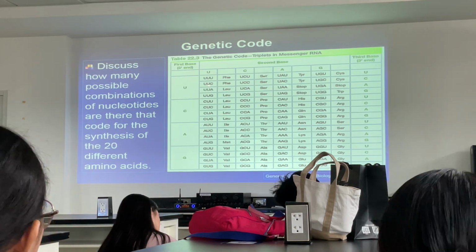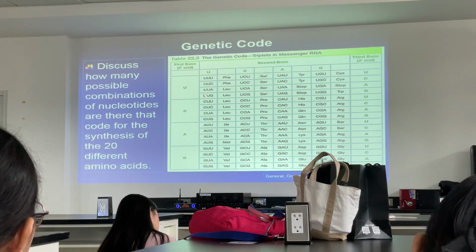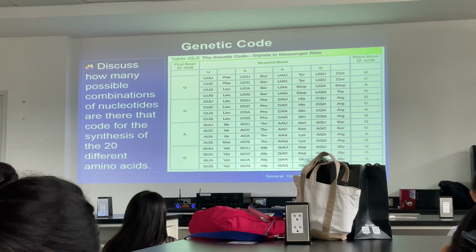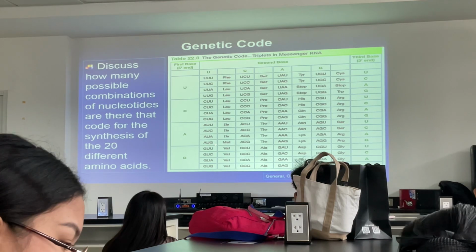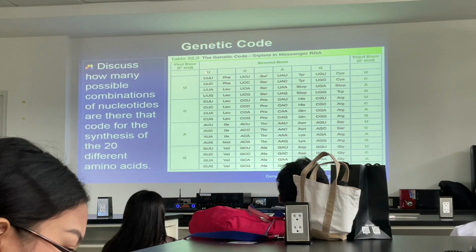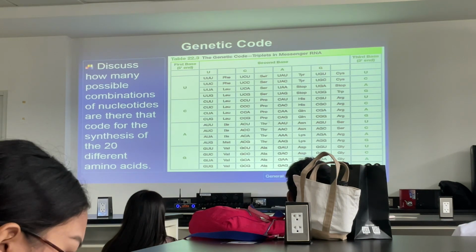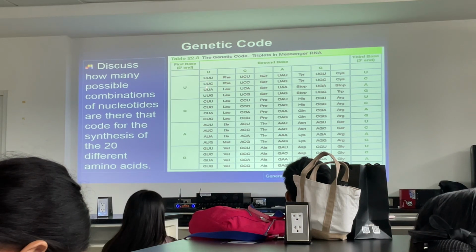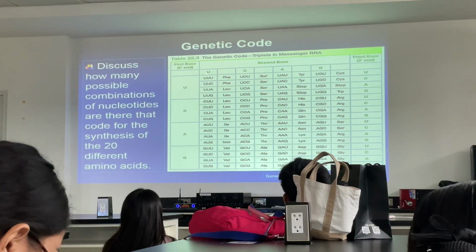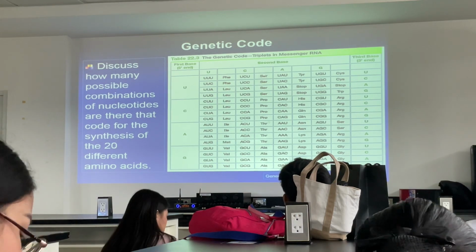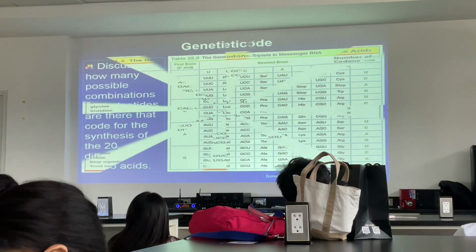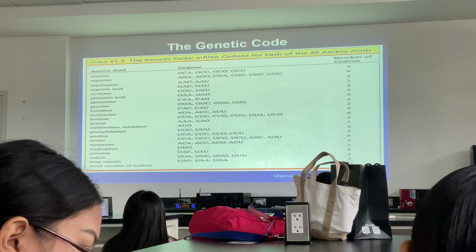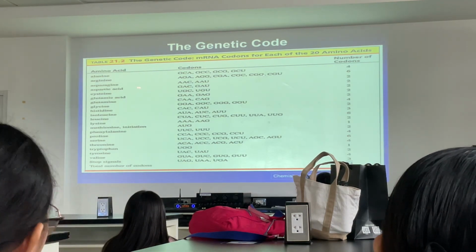Let's count. In its big box, you have 1, 2, 3, 4. And then 5, 6, 7, 8. 8 plus 4, 12, 16. 16 times 4 nucleotides becomes 64. So there are 64 possible combinations of nucleotides coming in threes, each a codon in the messenger RNA. So these are the different codons coding for a specific amino acid.